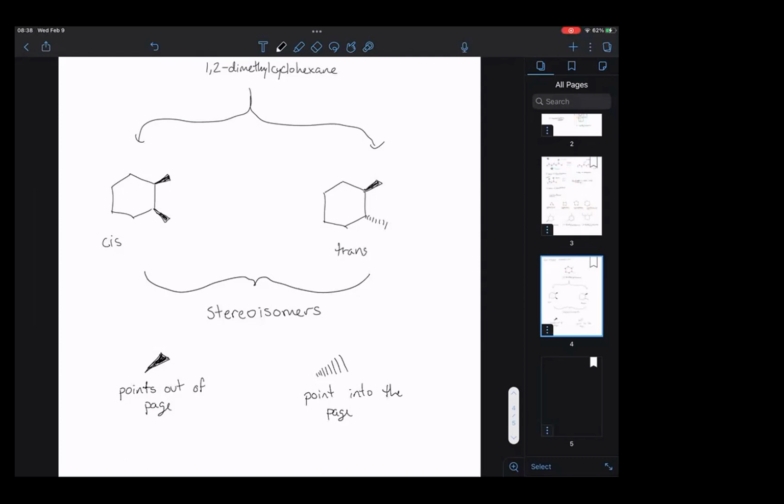So these dashed and wedged bonds are a way of conveying the shape of these molecules in more detail. If we look at our cis stereoisomer, both of those bonds are pointed up at us. Both of those methyl groups are sticking up at us, so they're both pointed in the same direction, pointed up. If we look at our trans isomer, one's pointed up, one's pointed down. So the connectivity of the atoms is the same, but the overall geometry of the molecule is not identical. I can't superimpose these molecules onto one another in any way.